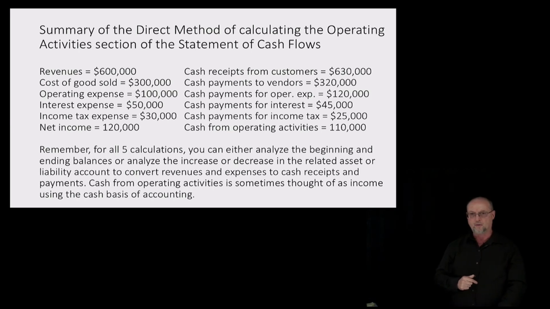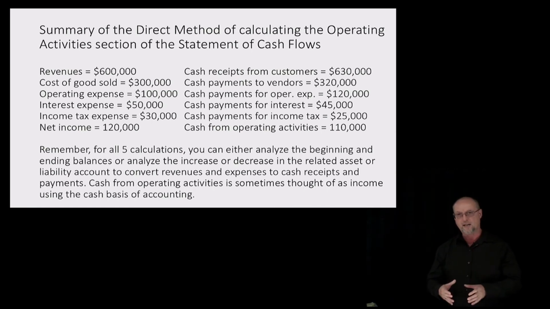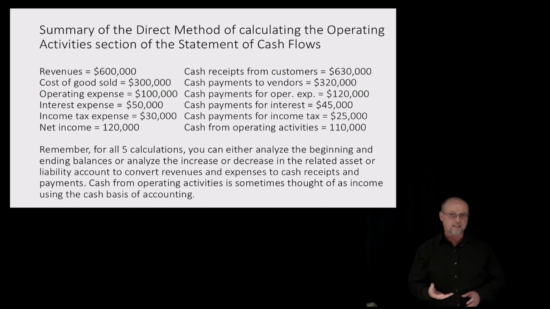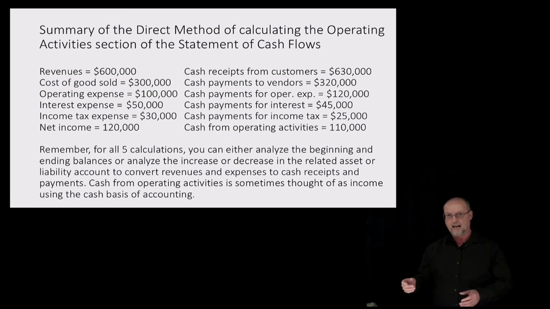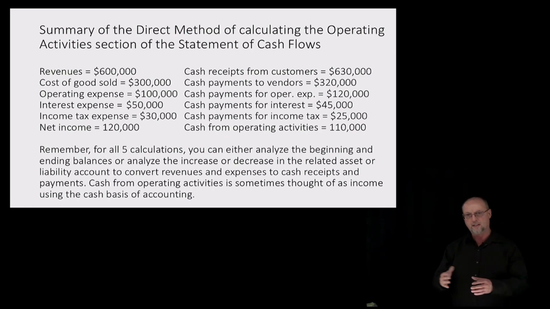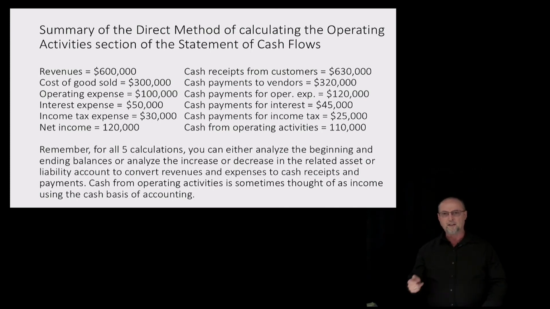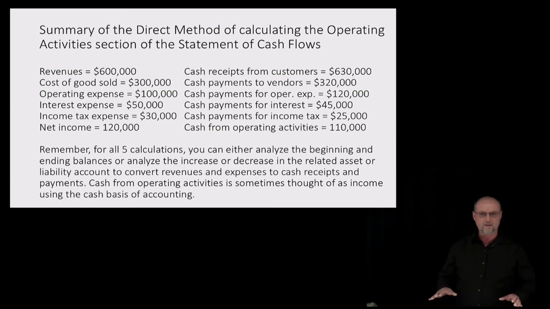Okay? Now, on the statement of cash flows, if the cash from operating activities is a positive number, then we typically say cash provided by operating activities. And if it's a negative number, we would say cash used by operating activities. And you do the same thing for investing activities and financing activities. Okay? So remember, the only difference between the direct method and the indirect method is how we prepare the operating activities section of the statement of cash flows. Everything else is the same.